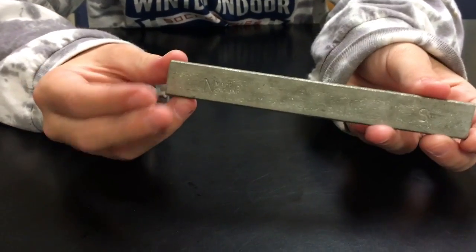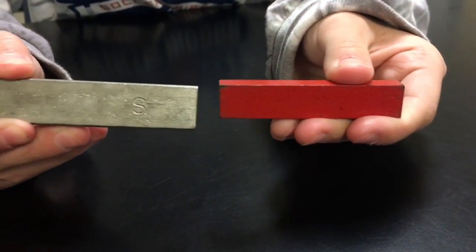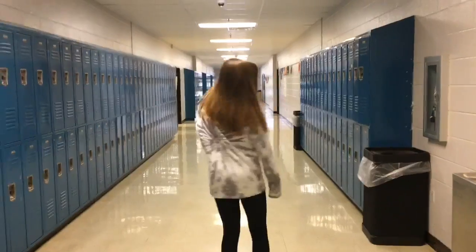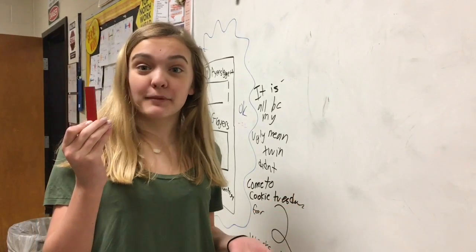Here's a close-up of our north and south poles. When the same poles are close together, they repel. But when the opposite poles are together, they attract. Now, there are three types of magnets: permanent, temporary, and electromagnet. The whiteboard is a temporary magnet, while this is a permanent magnet.